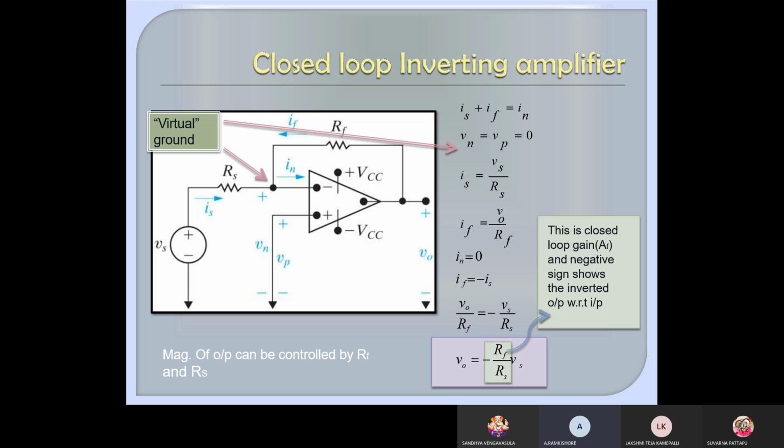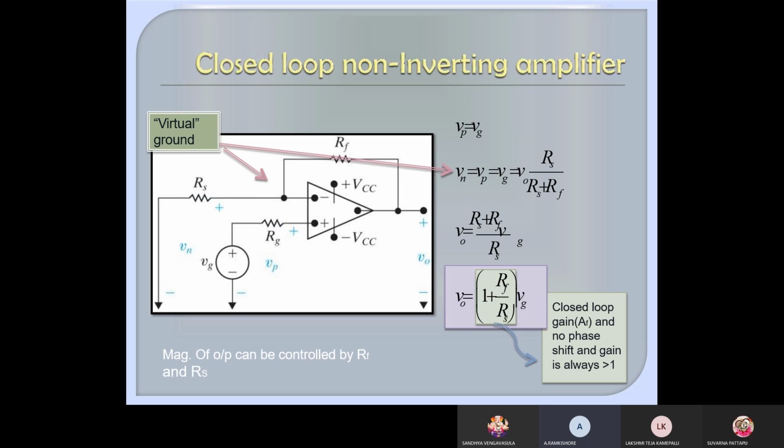IF is equal to minus IS. Then we have to apply in terms of feedback current IS in terms of V by R. So V naught by RF is equal to minus Vs by Rs. Whenever we are calculating V naught, we get V naught is equal to minus RF by RS. So that is the formula for the closed loop inverting amplifier.